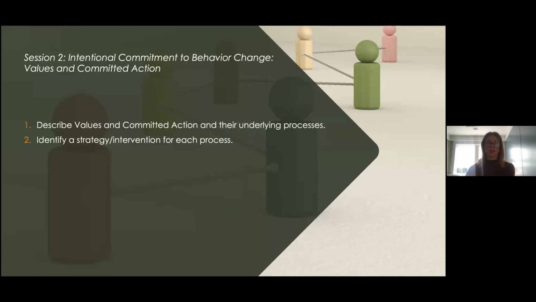So today we're going to describe those 2 processes, values and committed action, and talk about different strategies that can be used. I'm going to give you examples of strategies that you can take away today, and then we're actually going to practice some in our time together. I really want to prioritize that.